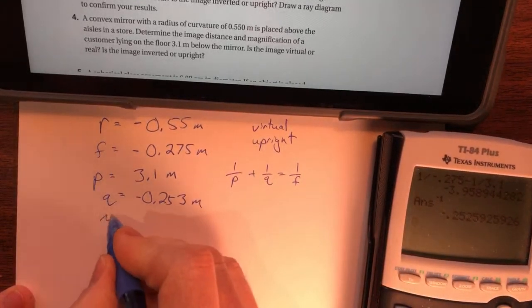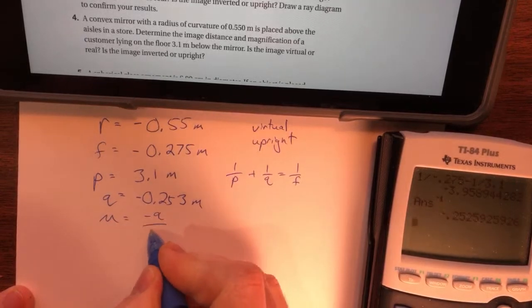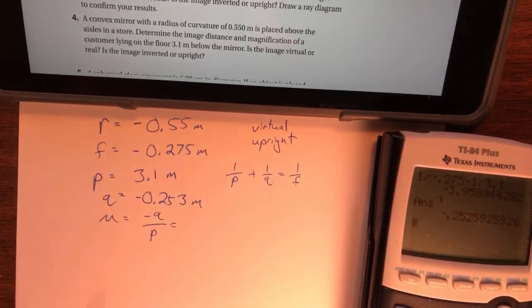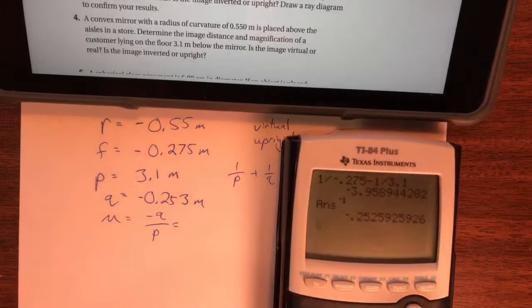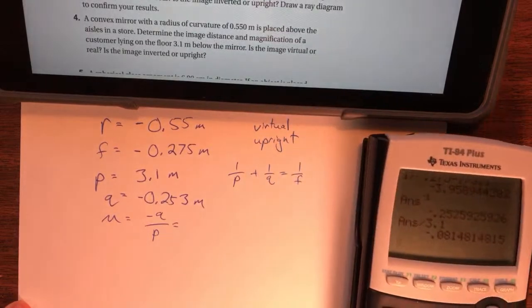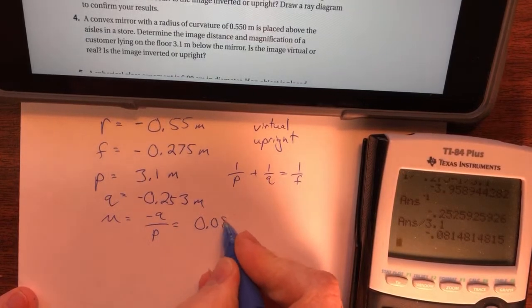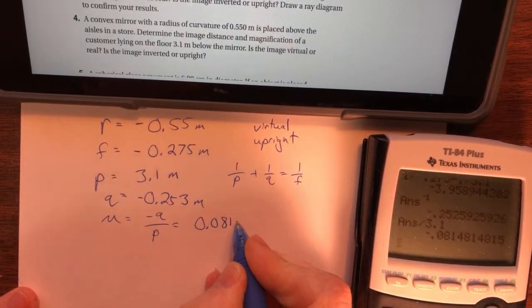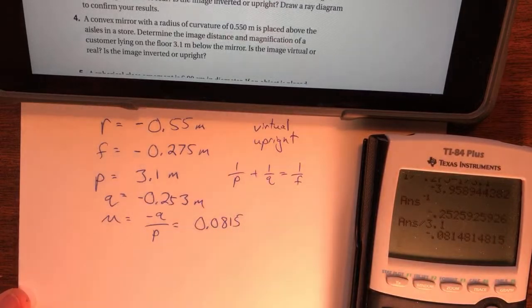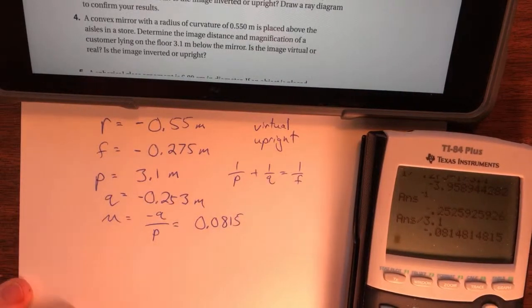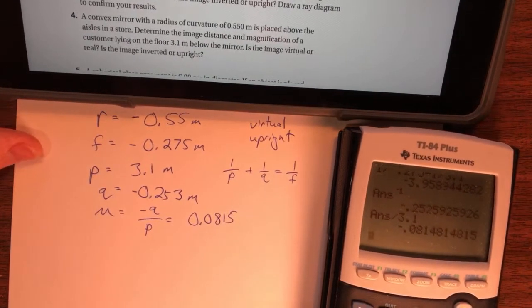And our magnification is negative Q over P. So your magnification is going to be this divided by 3.1, but we have to take the negative of it, so the negative is going to go away. So we got, oh man, that's a really small magnification once again, 0.0815. You should really only have 2 significant figures, but I'm just going to give an extra one because I'm getting these 5s here.